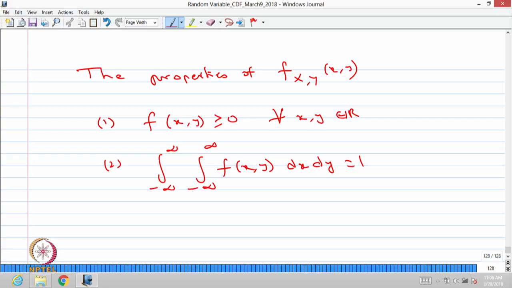That is nothing but the volume below the surface of f of x comma y, that is going to be 1. The way we say for a single random variable of continuous type, the probability density function is greater than or equal to 0 and the integration being 1 means the area below the curve is going to be 1. The same here for a two-dimensional random variable: the volume below the surface, that surface is f of x comma y, is going to be 1.